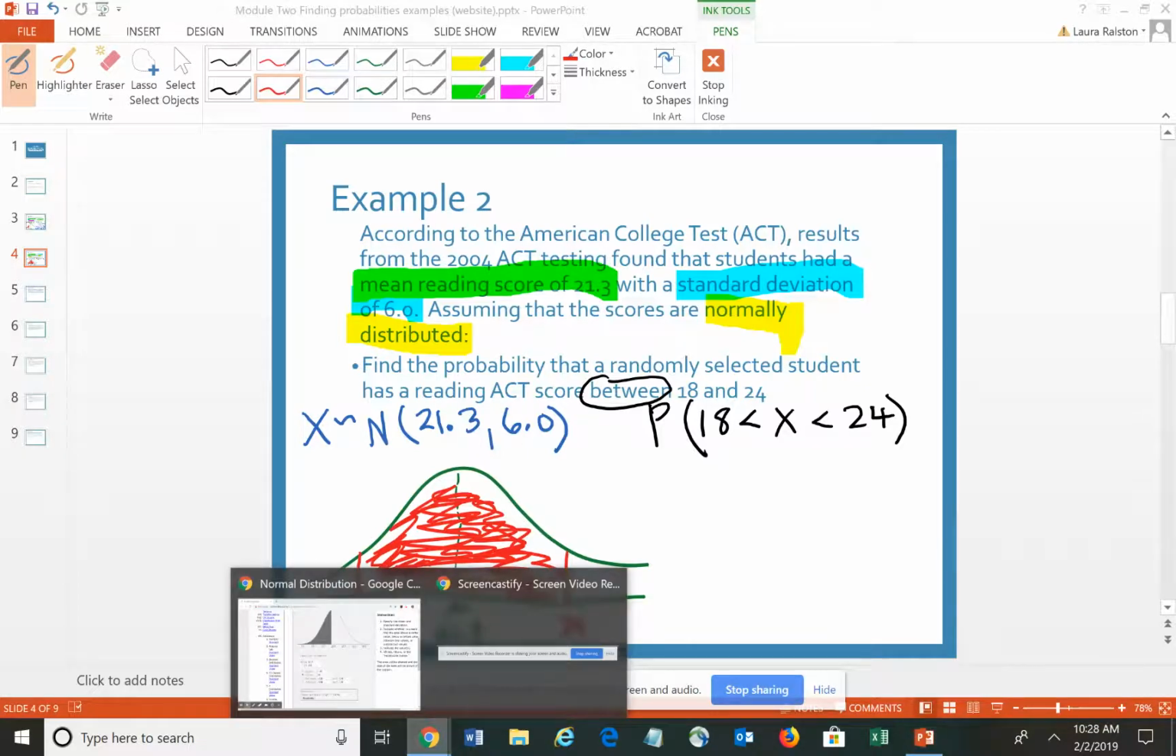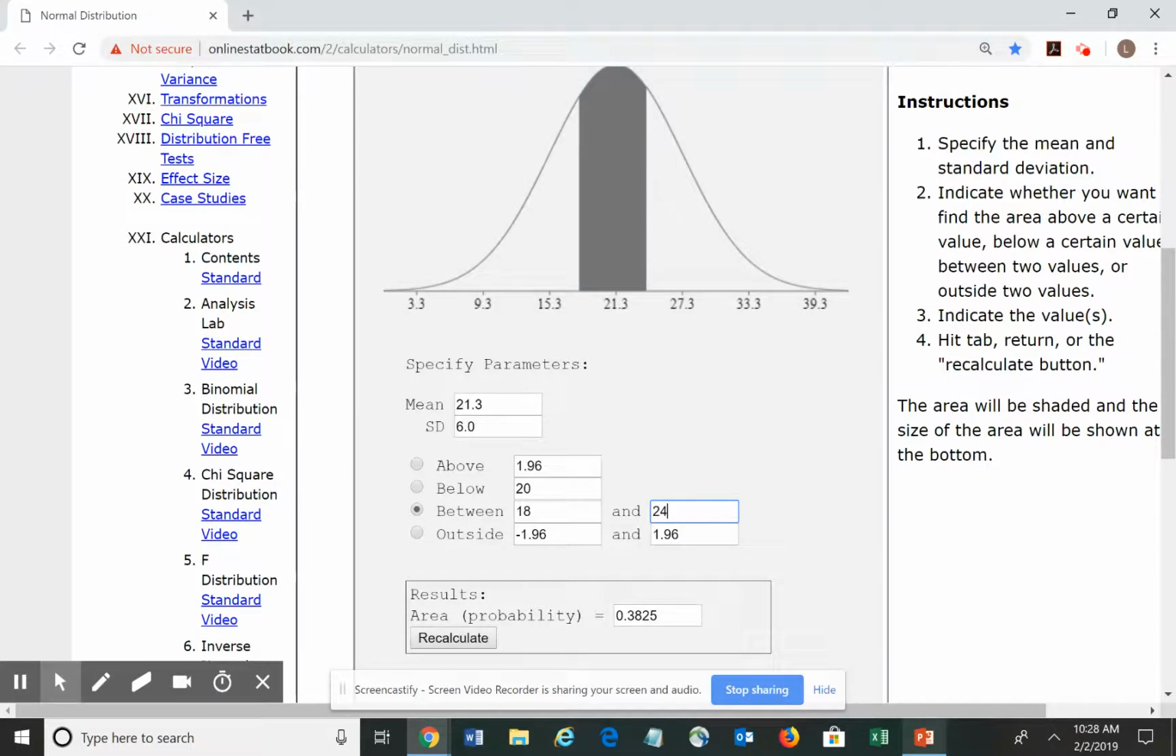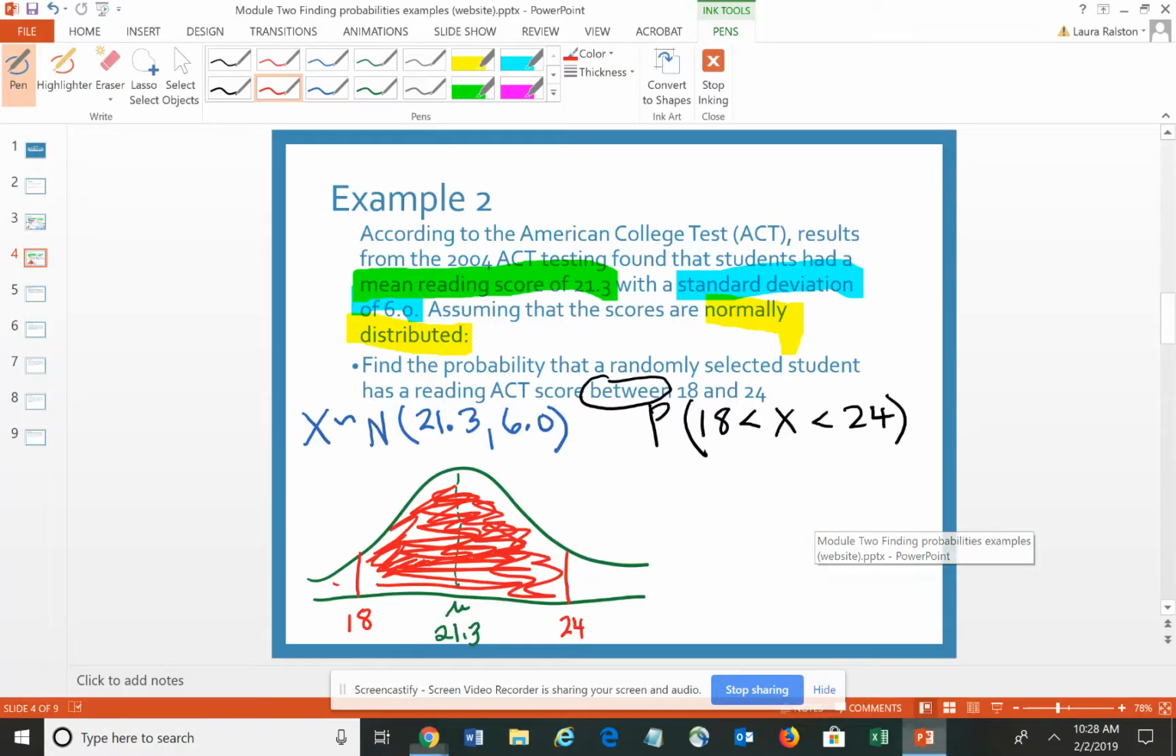Okay, so I'm going to go back to the website. My mean is still 21.3. My standard deviation is still 6. I'm doing between. That was the phrase in the problem, and we're using 18 and 24. We hit enter. Again, notice you get the visual. It looks similar to the one that I drew for you. We get 0.3825 in our results box.